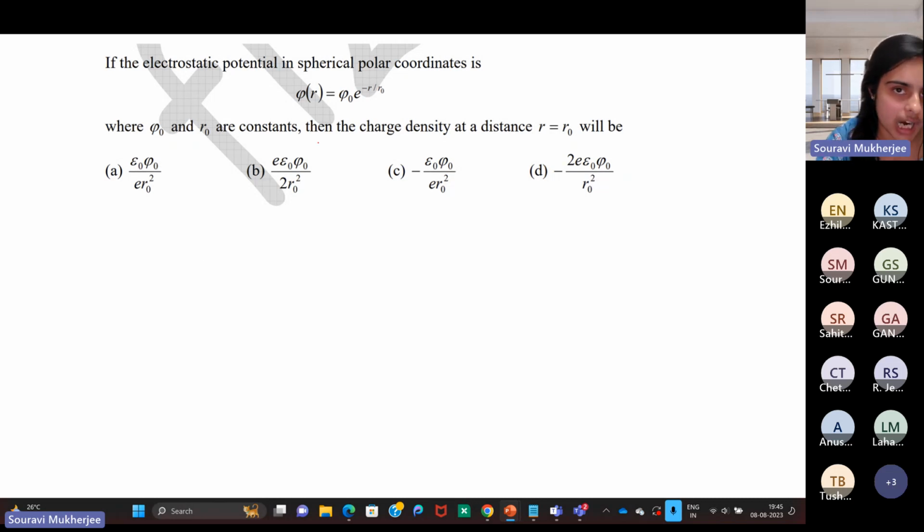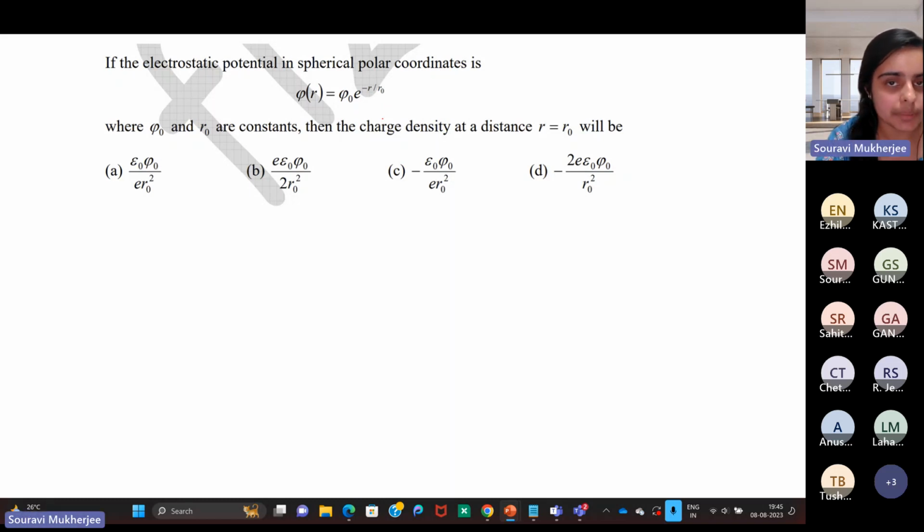Here it's a function of r. So this function tells you how phi changes as a function of r. And what the question is asking is, if this is how phi changes as a function of r, how does del phi del r vary, or what is the value of del phi del r at some point r equal to r naught, suppose. That is how phi is changing as a function of r at that point.